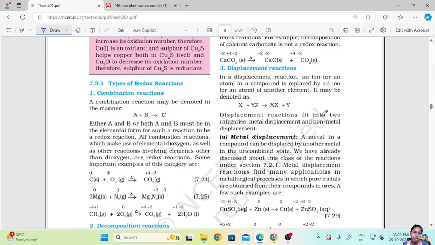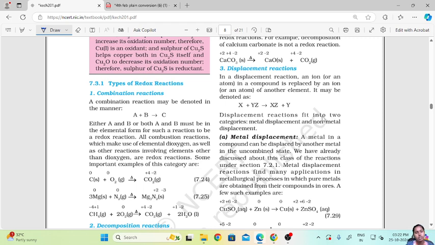Okay, next is the types of redox reactions. When we say types of redox reactions, as I told you in the beginning, we have four types of redox reactions: combination, decomposition, displacement, and disproportionation.